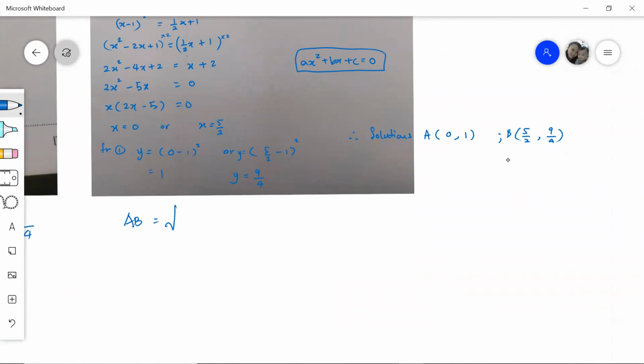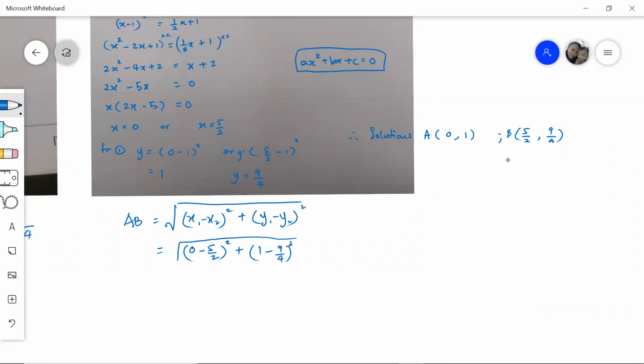So we use the formula, okay? Square root of x1 minus x2 squared plus y1 minus y2 squared. Preferably you memorize this formula to find the length between 2 points given the coordinates of those 2 points. So let's put them in. Take 0 minus 5 over 2, we square it, plus 1 minus 9 over 4, and then we square this part, then square root.